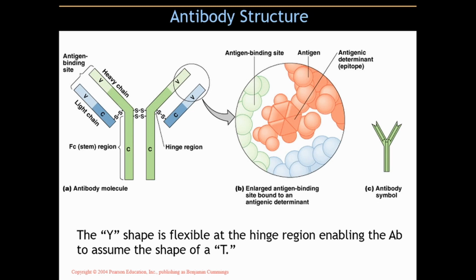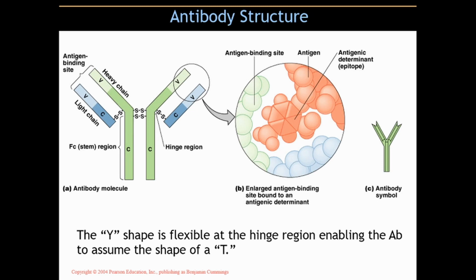And if you look at the close-up in the middle there, the enlarged antigen binding site to an antigenic determinant, or an epitope, which we had talked about in part one, you can see how the epitope goes into the antigen binding site. And the fit is very much like in the case of an enzyme with its substrate, for example. We have an induced fit going on here between the epitope and the antigen binding site, and it's a highly specific fit between the two.